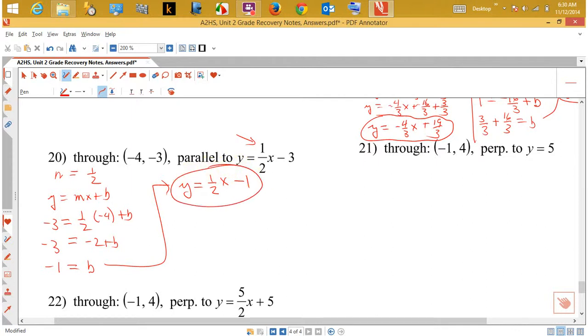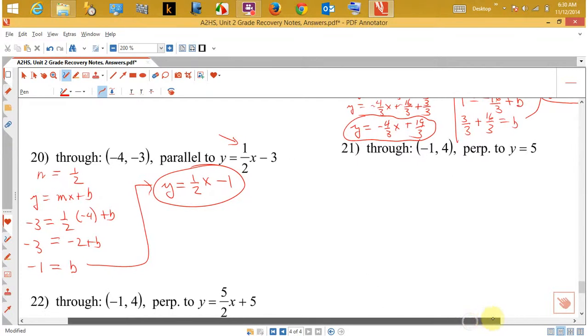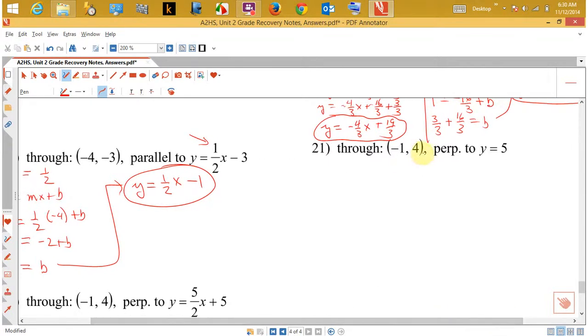Okay, now I'm going to do one over here, and it says that I am passing through -1, 4, perpendicular to the line y equals 5. The slope of y equal to 5, that's a horizontal line, and that line has a slope of 0. So my line would have the negative reciprocal of this slope. So basically I have a horizontal line and I'm perpendicular to that. So my line is actually an x equals line, and it would have a slope of undefined.